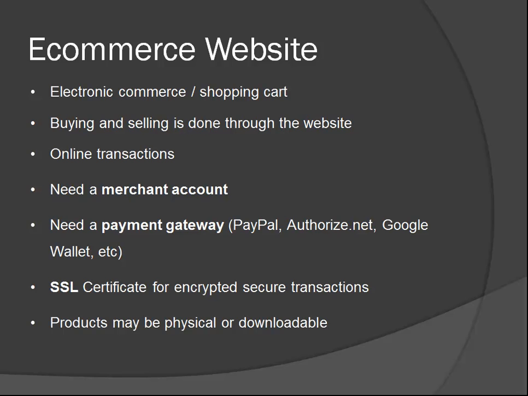Now, when you're making transactions on your website, I touched on this in the last section, but you want to get an SSL certificate for encryption. When you go to an online store, you'll look up in the URL address bar, and it'll usually say HTTPS. That means that there's an SSL certificate installed and everything's being encrypted. Products on e-commerce websites can be physical or downloadable. They can be something you buy and gets shipped to you, or maybe music or software that you can download.